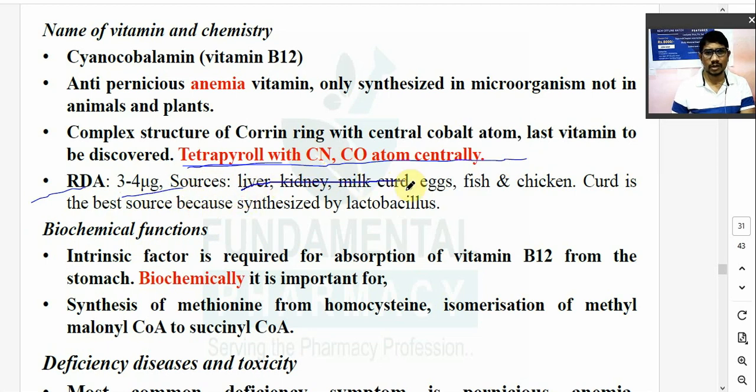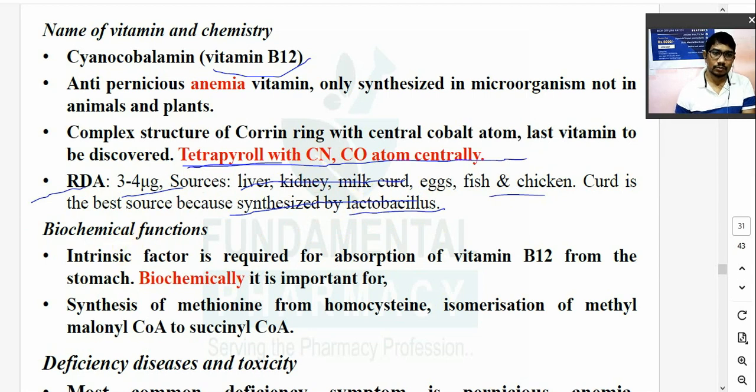Sources: it is found in liver, kidney, milk, curd, eggs, fish, chicken. Curd is the best source because it is synthesized by lactobacillus. Curd has the most cyanocobalamin, vitamin B12, because it is synthesized by lactobacillus over there. It is not produced in humans, animals, or plants.